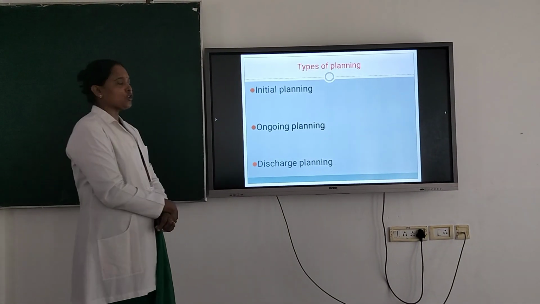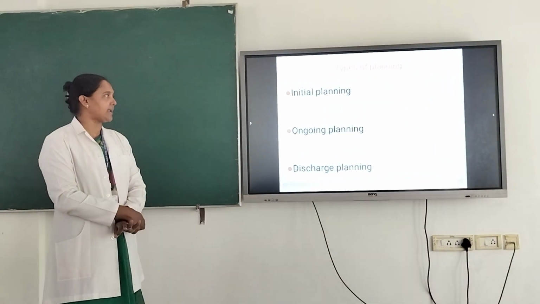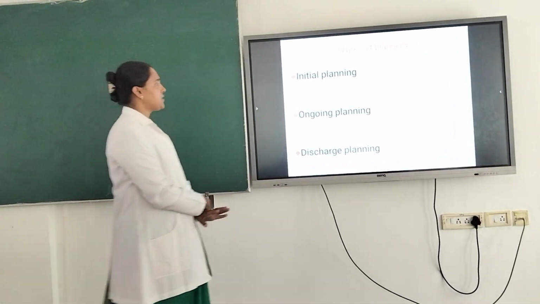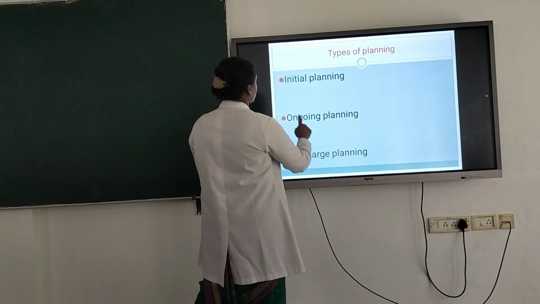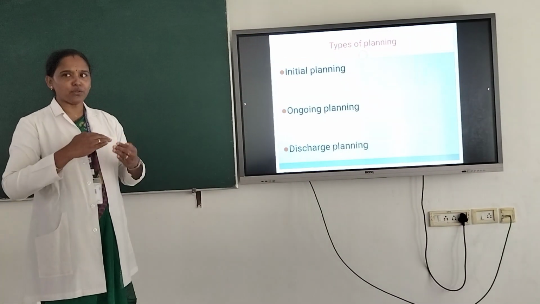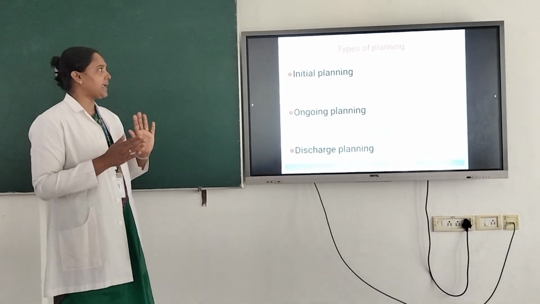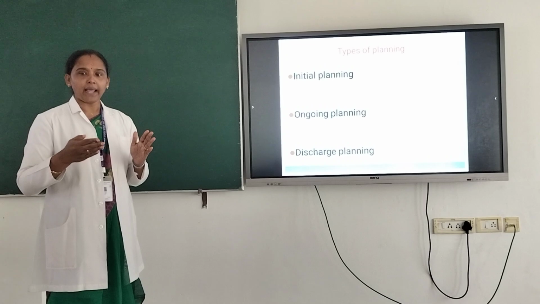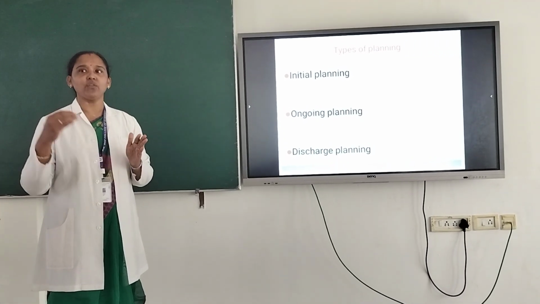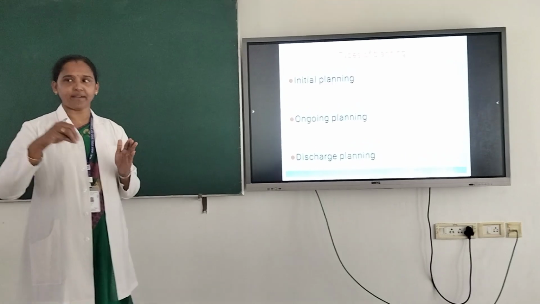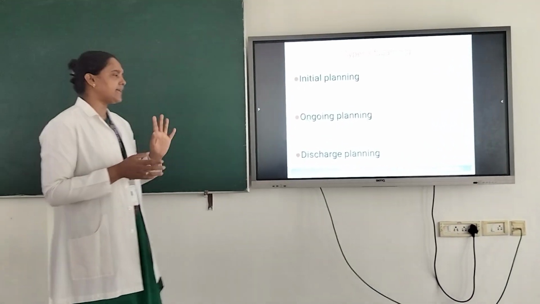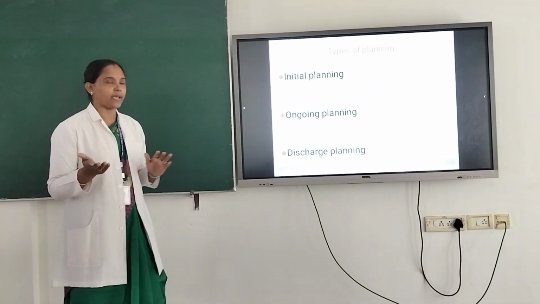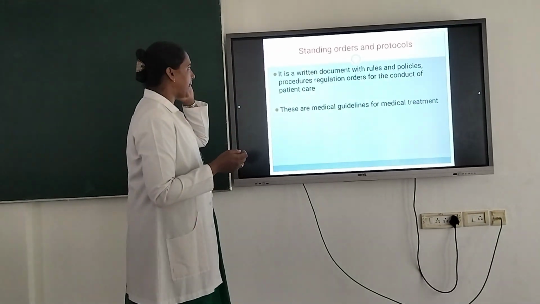So next is types of planning. What are the types of planning? We have three types. One is initial planning, second is ongoing planning, and third one is discharge planning. Initial planning means before you start your nursing care, based on the symptoms, you have to make an initial plan. Ongoing plan means during the nursing care, if anything is needed in an emergency, that you have to concentrate on, that is called ongoing planning. Then discharge planning, the word gives the meaning. During discharge, what follow-up care we have to give for the patient, that is called discharge planning.